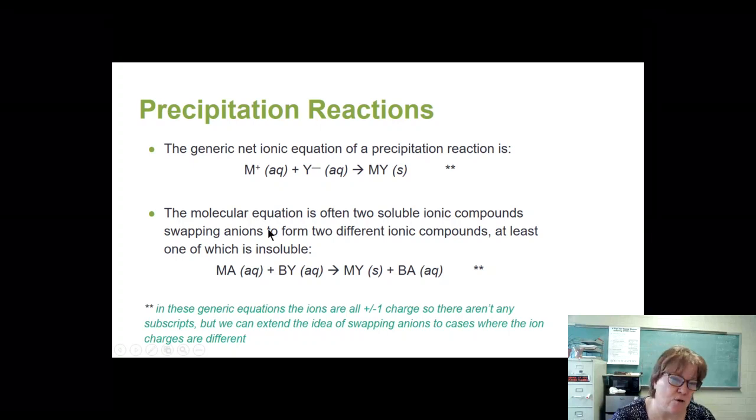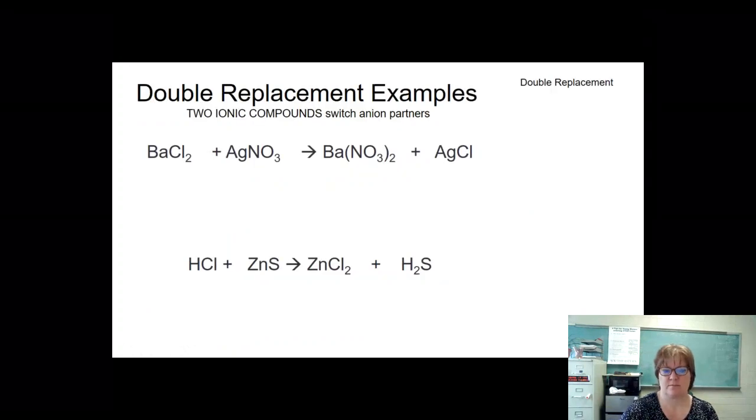And the molecular equation is very often 2 soluble ionic compounds swapping anions. Remember, we talked about that type of reaction is sometimes referred to as a double displacement or double replacement reaction, when you have 2 ionic compounds swapping anions. So we see that generally precipitation reactions are also double replacement reactions. So here are some examples of double replacement reactions. In this case, we're talking about 2 ionic compounds switching anion partners.